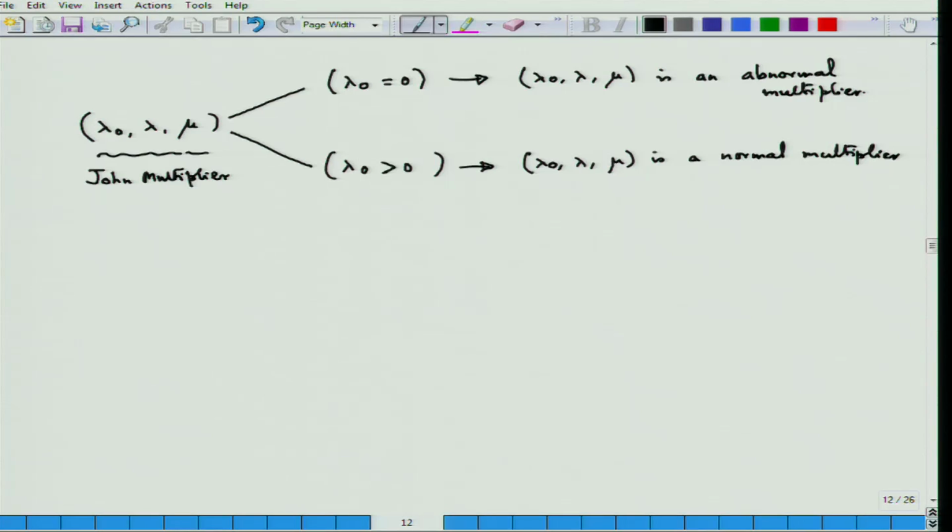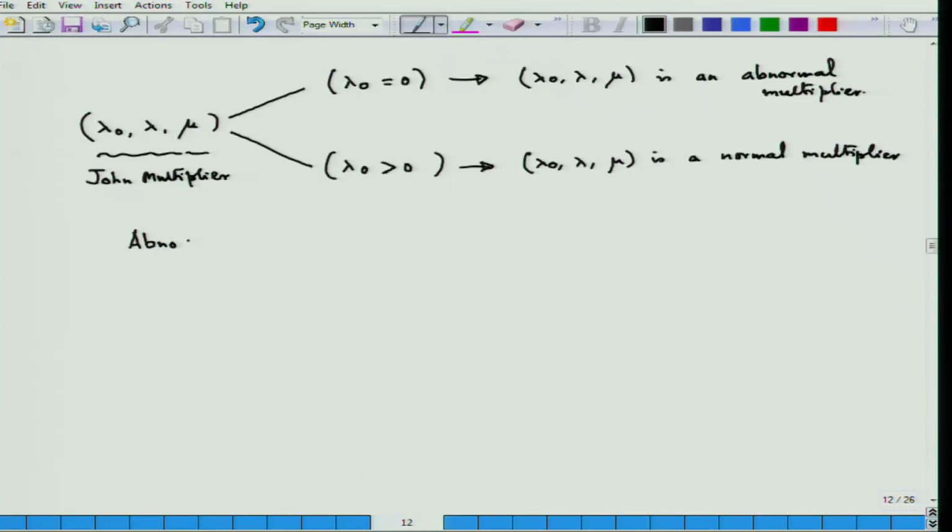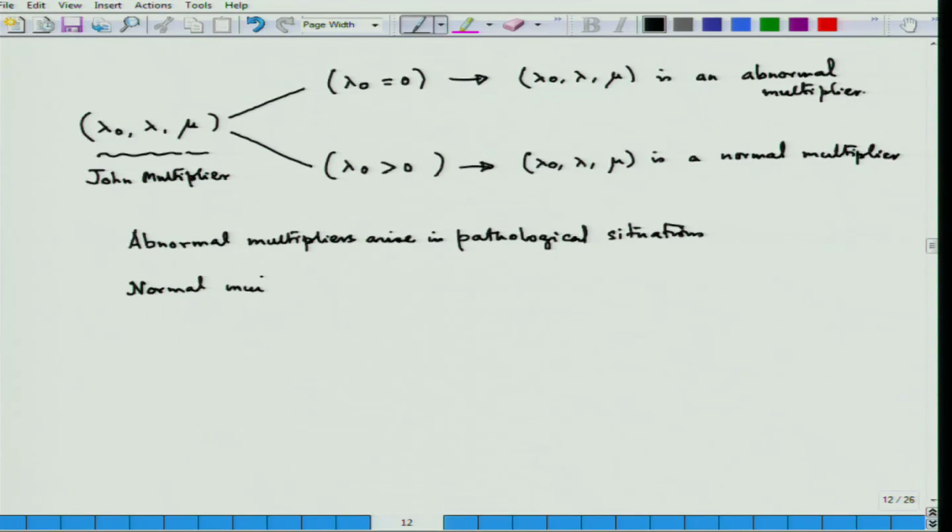So, abnormal multipliers usually arise in certain pathological situations, and one of the situations is, for example, where you have only one element in the feasible set, that is a pathological situation. Abnormal multipliers arise in pathological situations. Normal multipliers are the rule, abnormal multipliers are the exception.